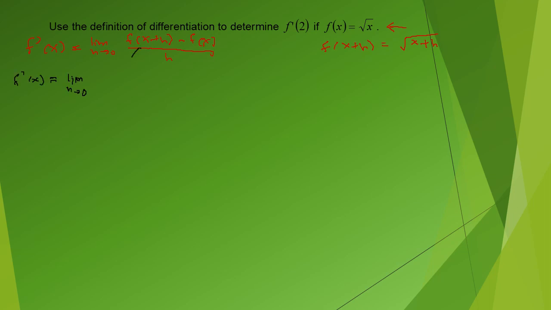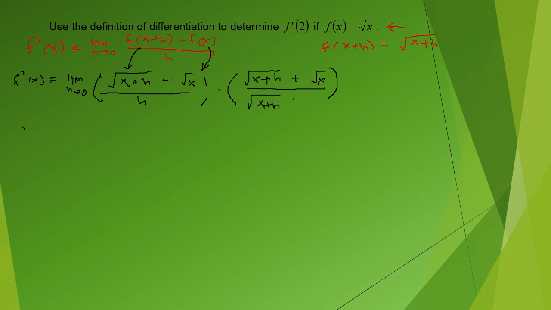So substitute into our formula, f(x+h) is square root of x plus h, minus f(x) which is square root x, divided by h. Because our function involves radicals or square roots, we need to multiply by the conjugate. So we multiply by the conjugate, square root x plus h plus square root x. Look here, our function is negative, so our conjugate becomes positive. Divide by the same function, square root x plus h plus square root x.